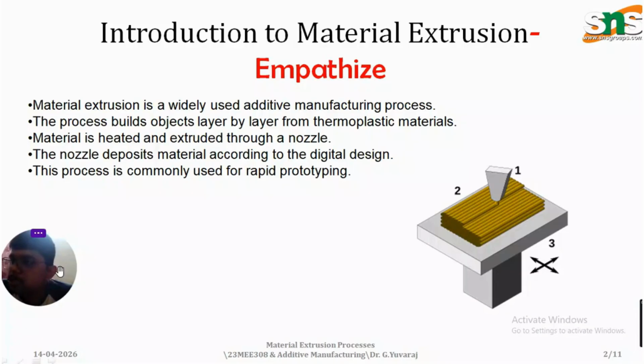Based upon these two, thermosetting and thermoplastics, we manufacture products with respect to the requirement. Material extrusion is the process which extrudes heated material through a nozzle, and this nozzle deposits the material according to the digital design. This process is commonly used for rapid prototyping, and the structure most commonly used is layer by layer.